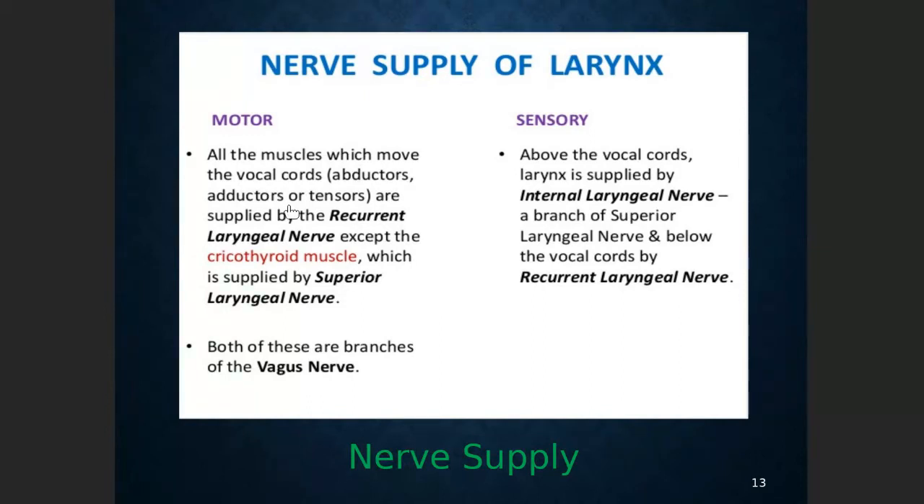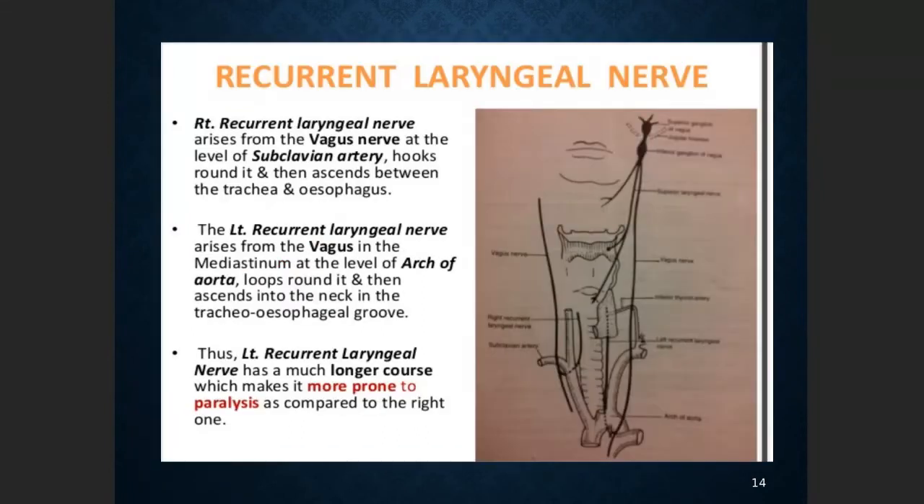So all the muscles by recurrent, the motor movement, while the sensory has a difference. Above the vocal cord is supplied by the internal laryngeal nerve, that means the superior laryngeal nerve. Below the vocal cord is supplied by the recurrent laryngeal nerve. So it has two divisions. Above the vocal cord is supplied by the superior laryngeal nerve, below that supplied by the recurrent laryngeal nerve.